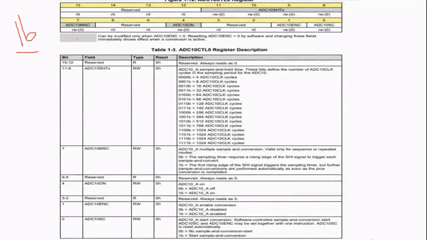Now start with the most significant bits 15, 14, 13 and 12. These 4 bits are reserved, so always read as 0. Now coming to bits 11 to 8, that is ADC10 SHTX. These are 4 different bits, so you can get 16 combinations.